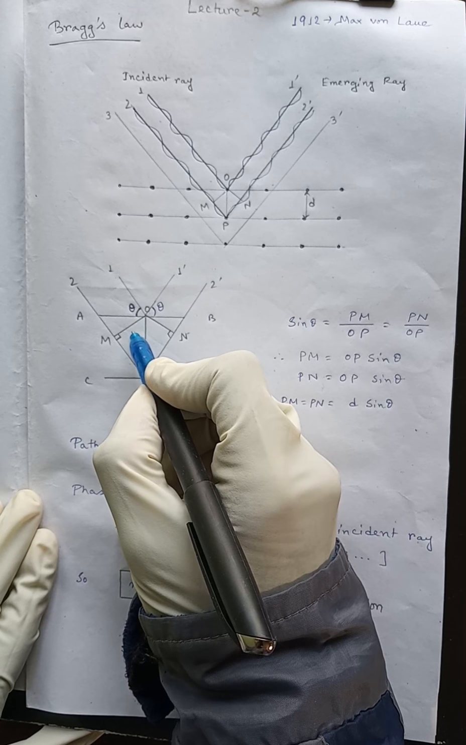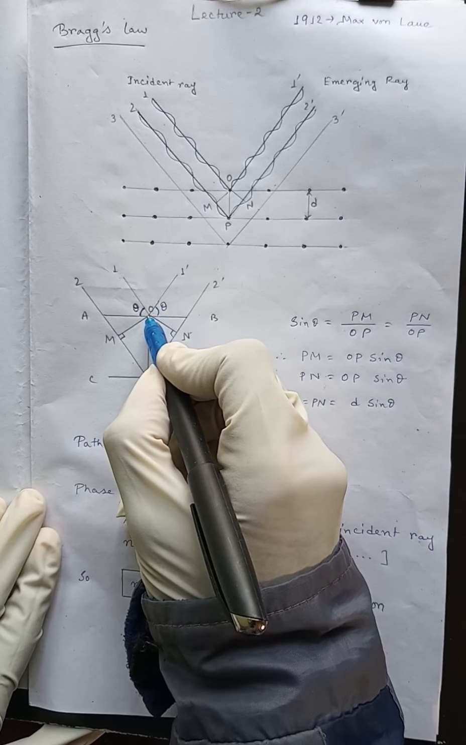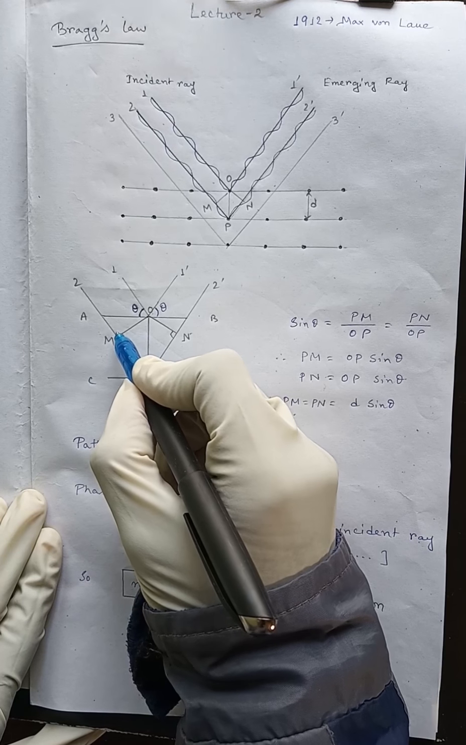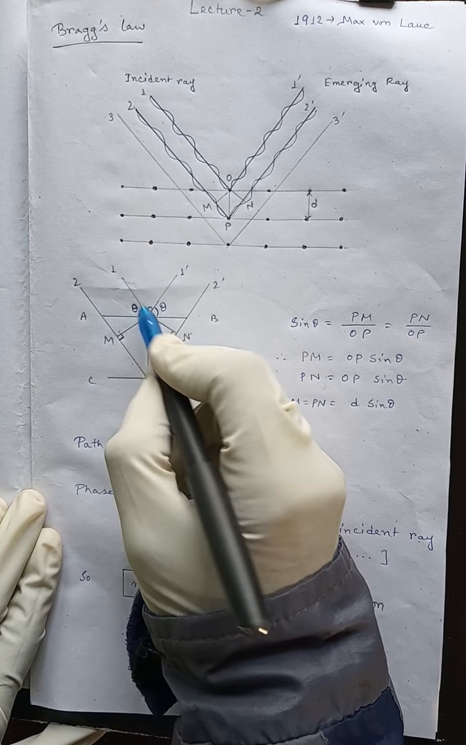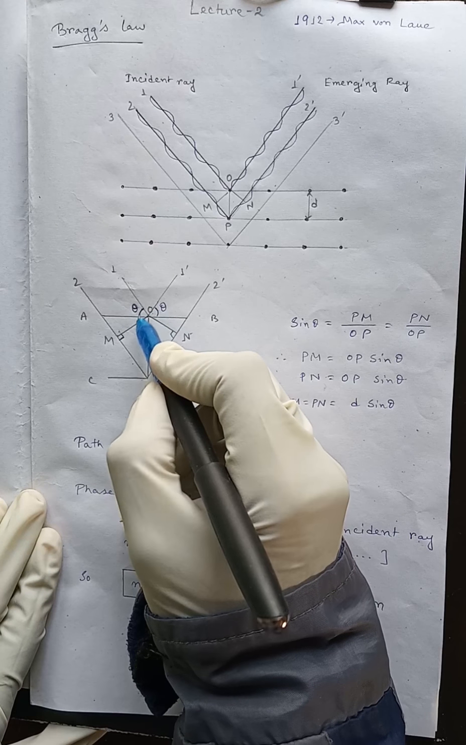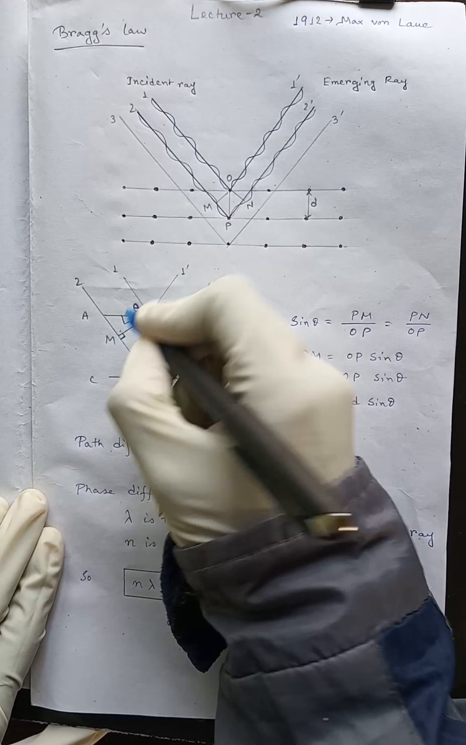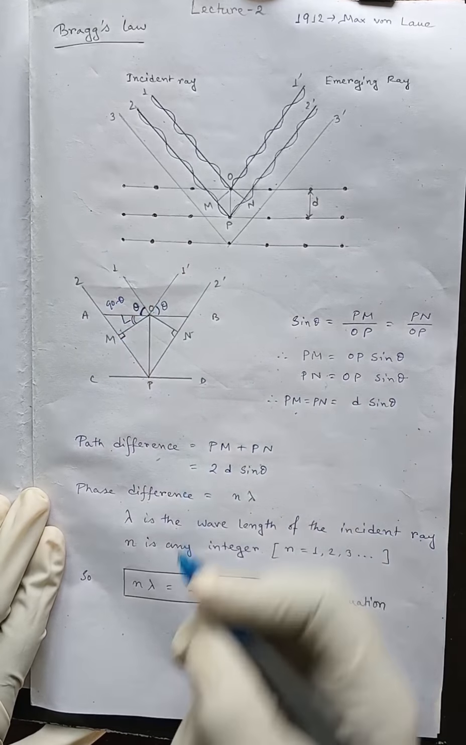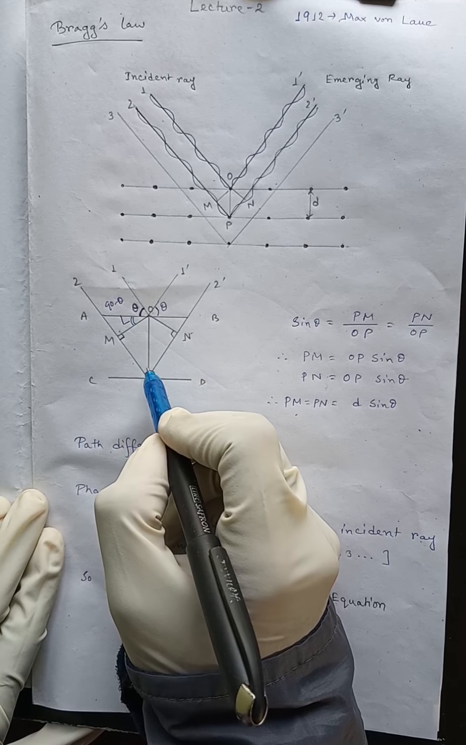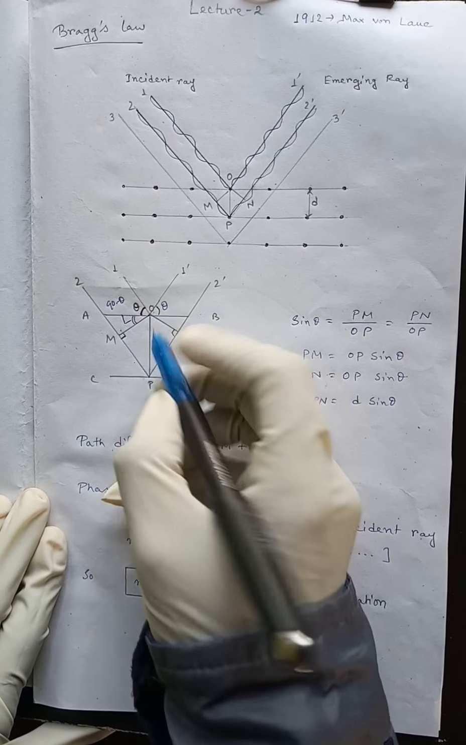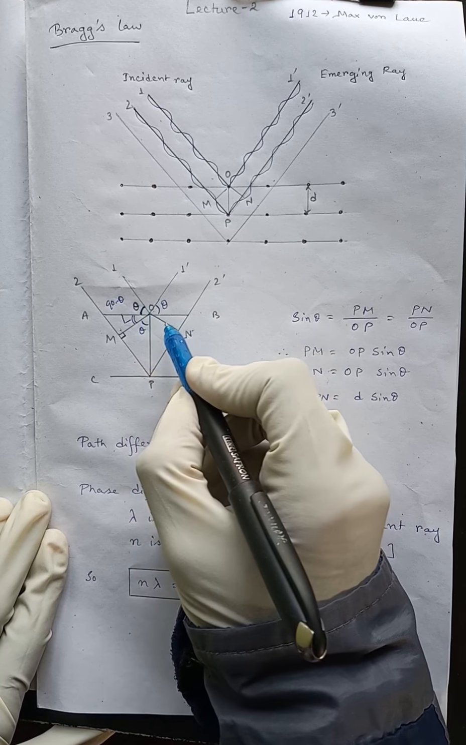Now this is theta and we have drawn OM perpendicular to this line from this O. So this angle is 90 degrees, this angle is 90 degrees, and even this angle is also 90 degrees. And now this one is theta, so this one is 90 minus theta. Now this angle AOP is also 90 degrees and this is 90 minus theta, so this must be theta.